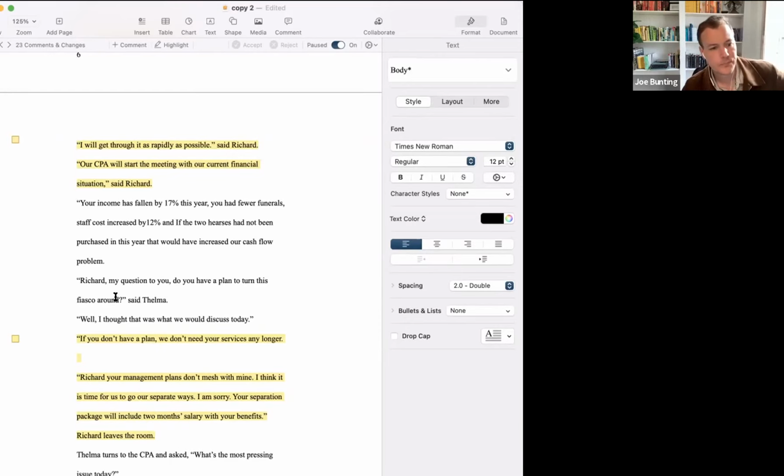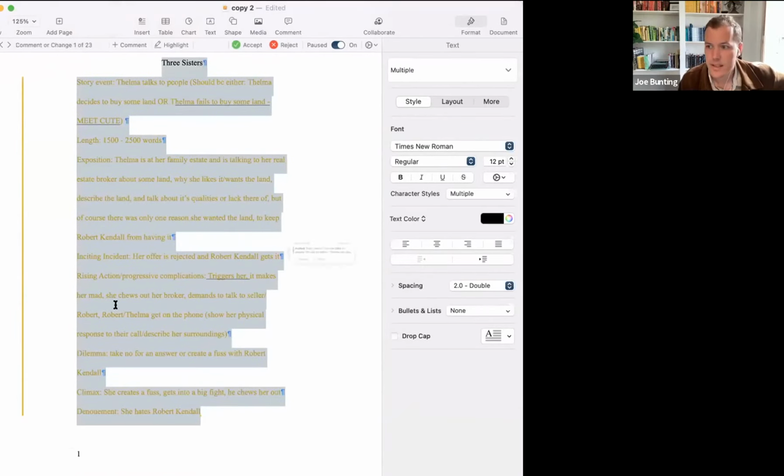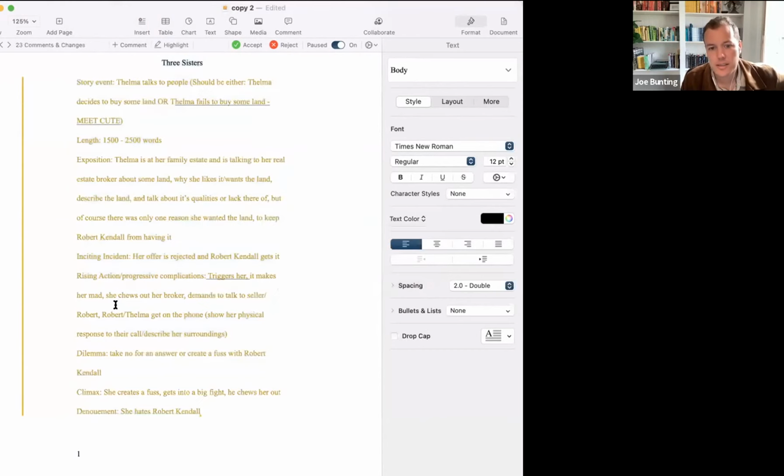All right, cool. I am excited about this. This is good. And this thing that she's got with Robert Kendall is really good. It's interesting. I would press into that more and really explore it. Give it the words it needs.